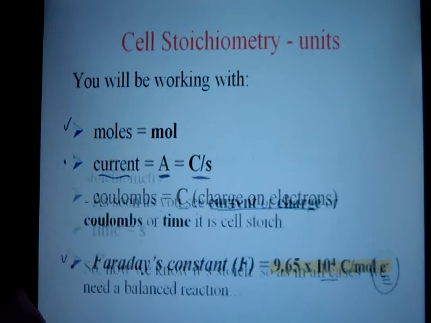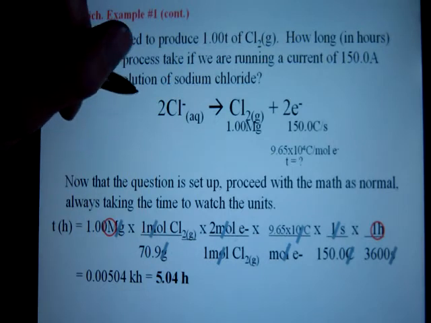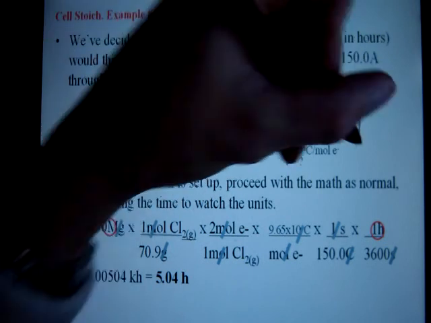So what will the question look like? We've decided to produce a ton of chlorine gas. We want to know how long it's going to take to do this using a current of 150 amps through a solution of sodium chloride. Well, as I mentioned, you'll need a half reaction. So even though we have sodium around, even though we have water around because it's aqueous, I don't care about those things because it's just the chlorine gas being produced that we're concerned with. So as a result, I just use this half reaction.